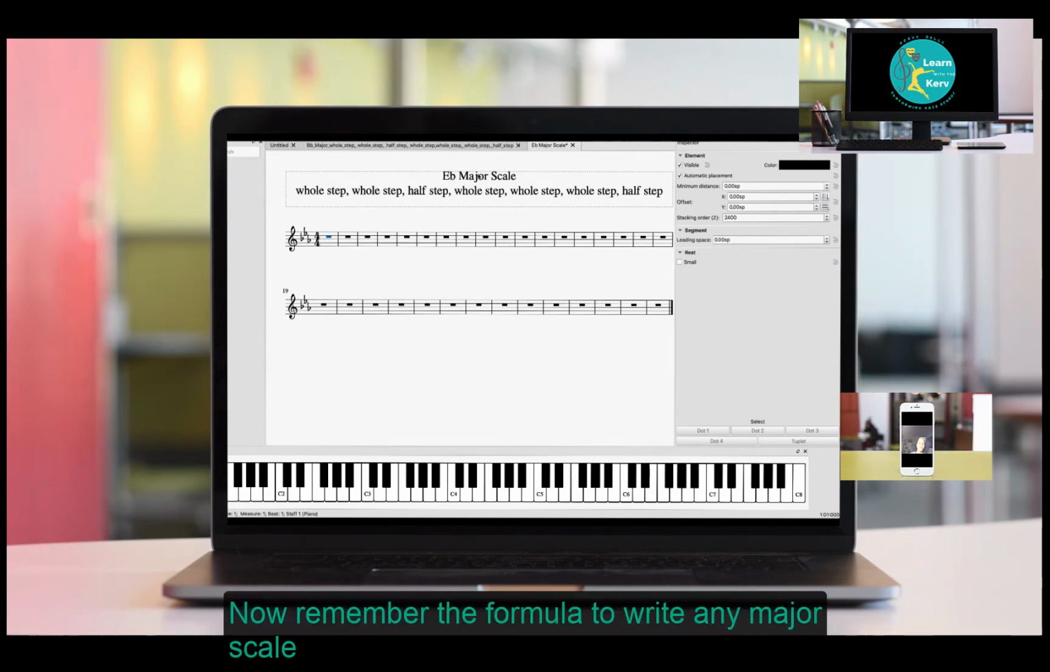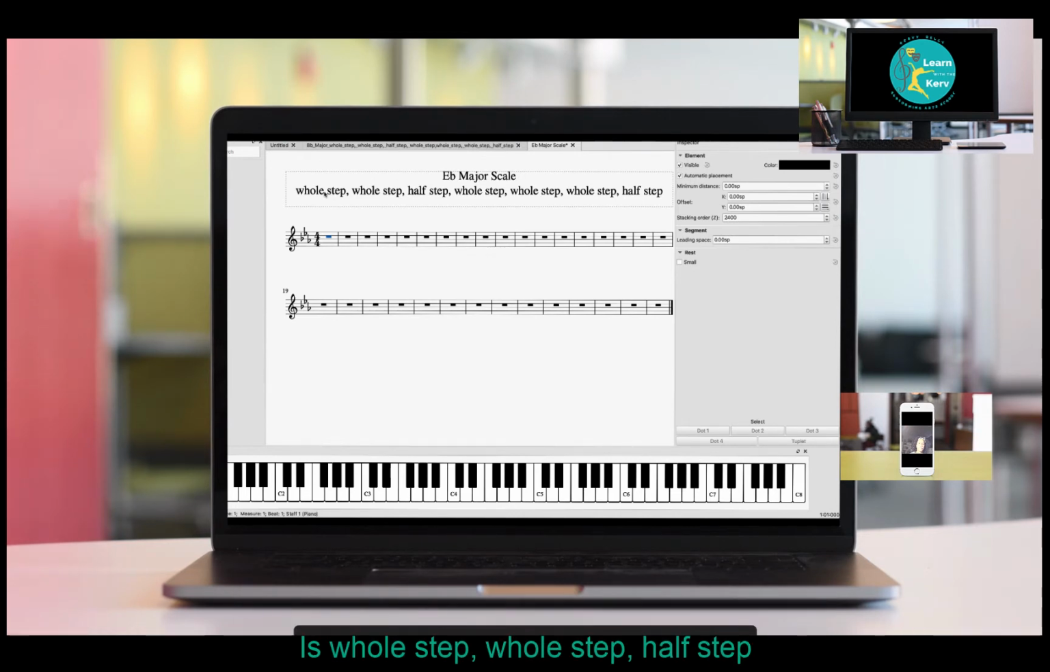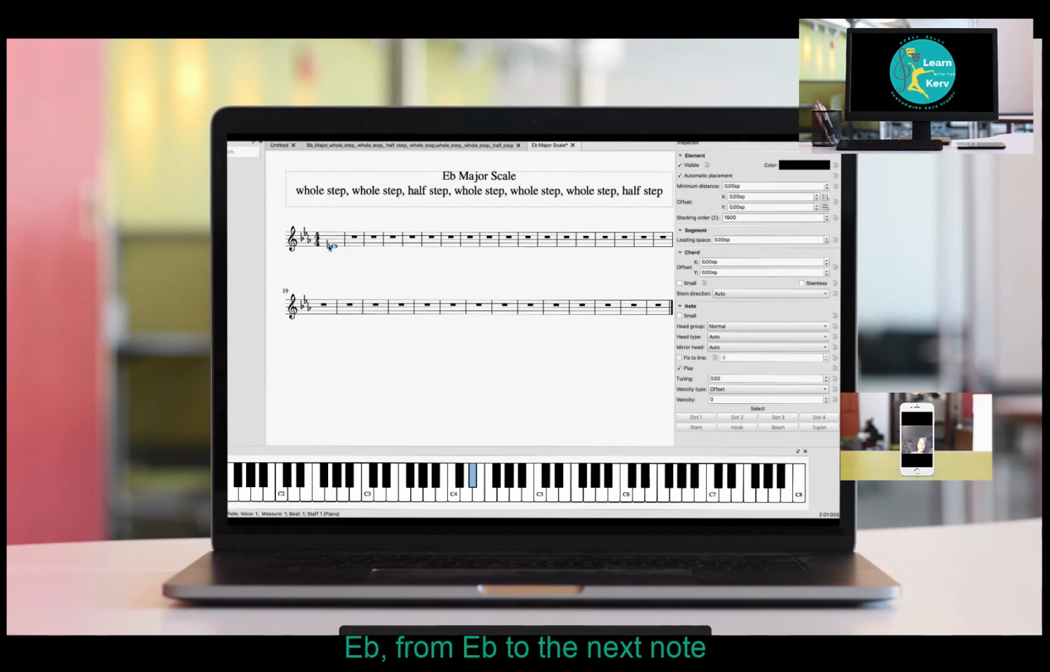Now remember, the formula to write any major scale is whole step, half step, whole step, whole step, whole step, and half step. And the first note of the scale is always the name of the scale. This is E flat major scale. Our first note is going to be E flat.